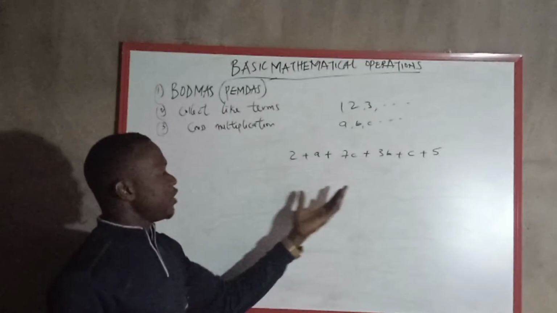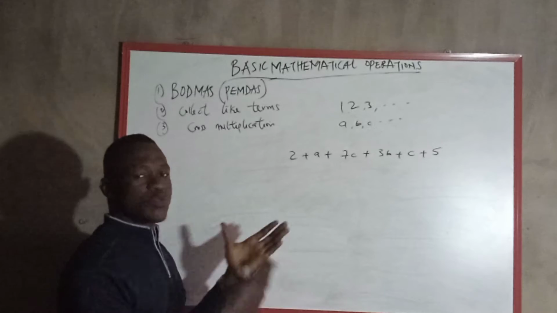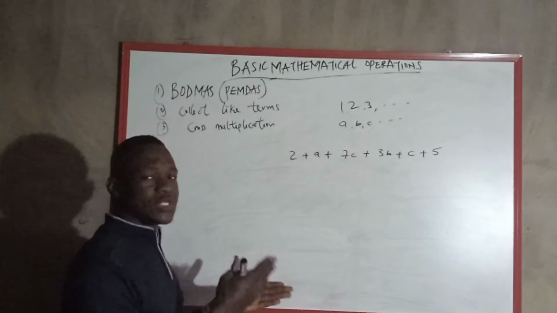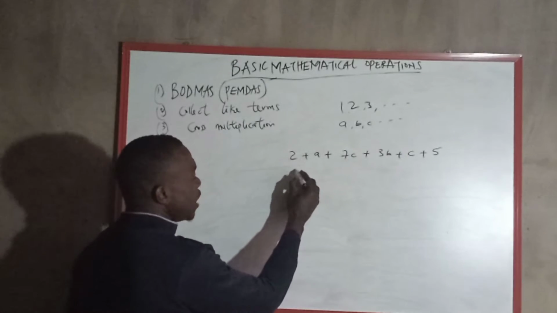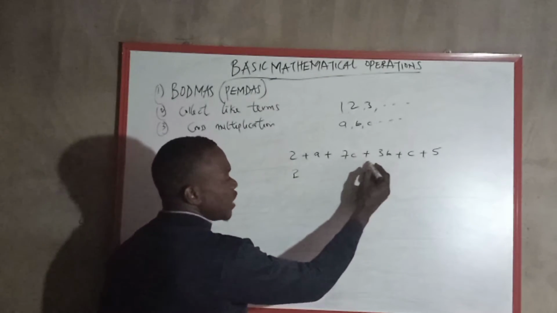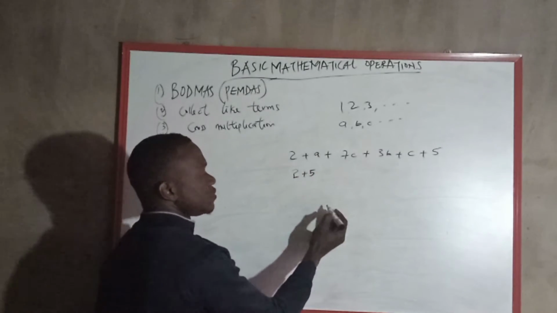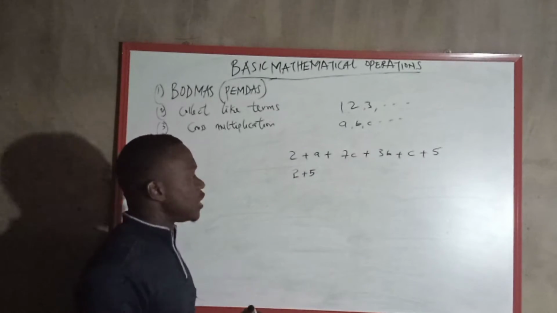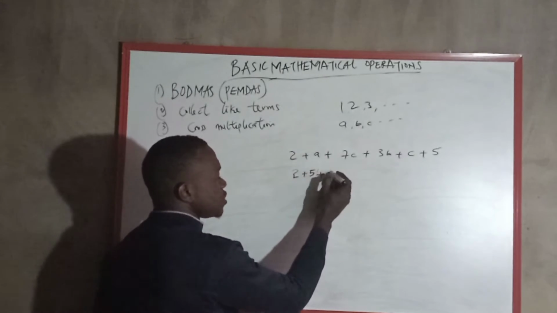So when we say collecting like terms, when you want to solve something like this, most times you collect like terms. You take the ones that look alike to a particular place and the ones that don't look like them to another place. So if we are taking these two first, we have 2. Which other one looks like a number alone? 5. So we have plus 5. Now we don't have any other number alone, so we can go for alphabet. We have A, which is plus A.